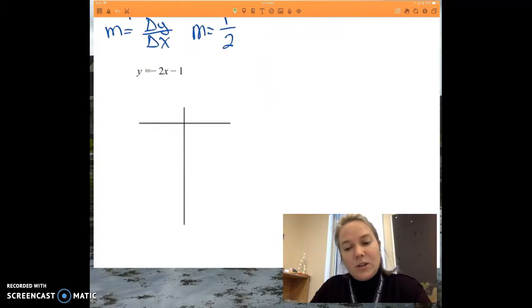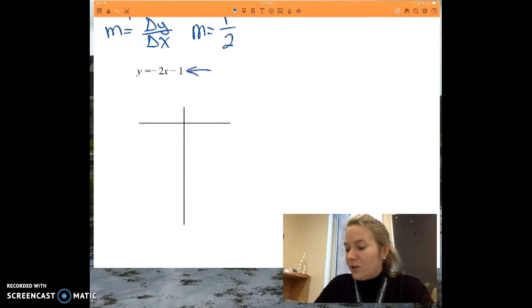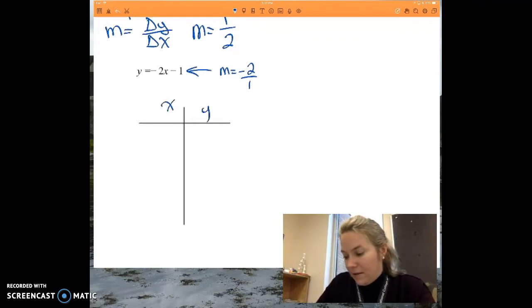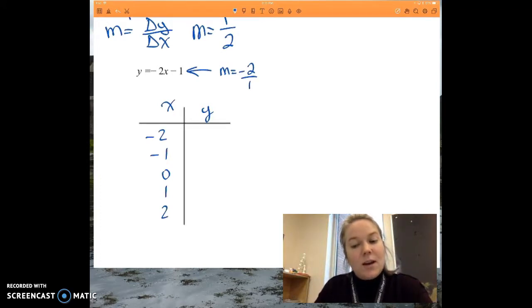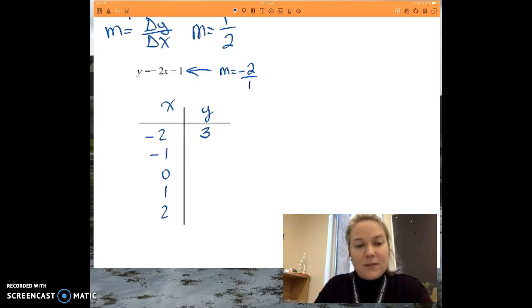We're going to come down here and look at this example here. Back to blue. And we know just from looking at the equation that m equals negative 2 over 1. So I'm going to create another table of values, and then I'm going to show you a very important technique using 2 points. So if x equals -2, -2 times -2 is +4, +4 minus 1 is 3. If x is -1, -2 times -1 is -2, -2 minus 1.